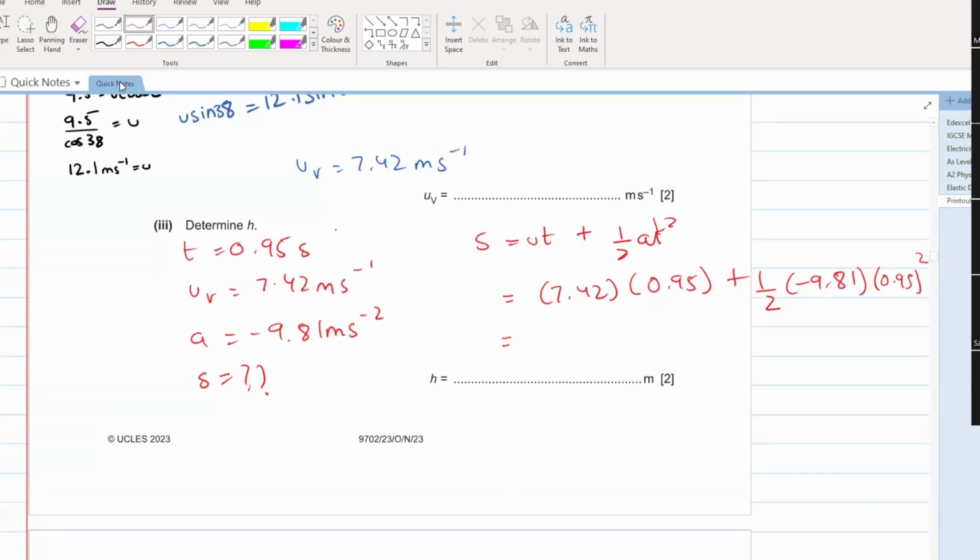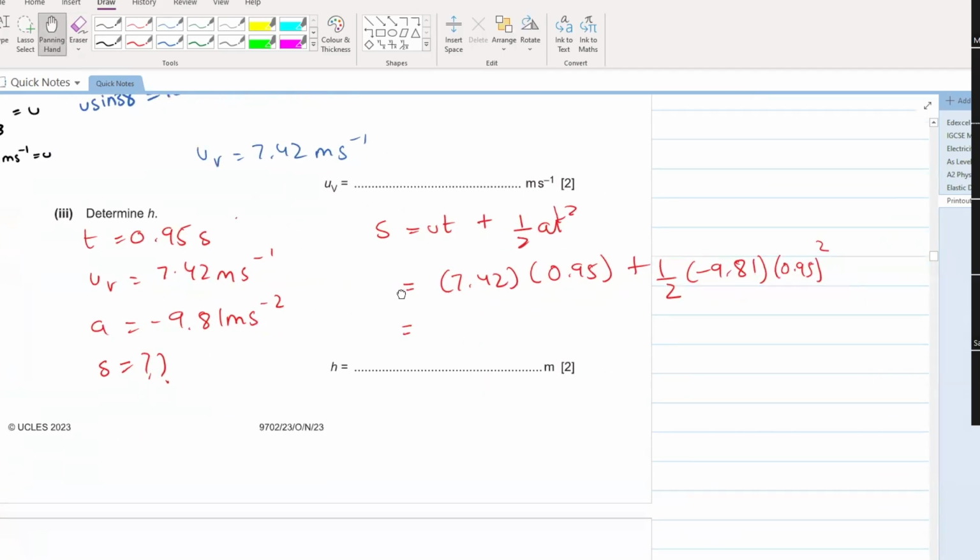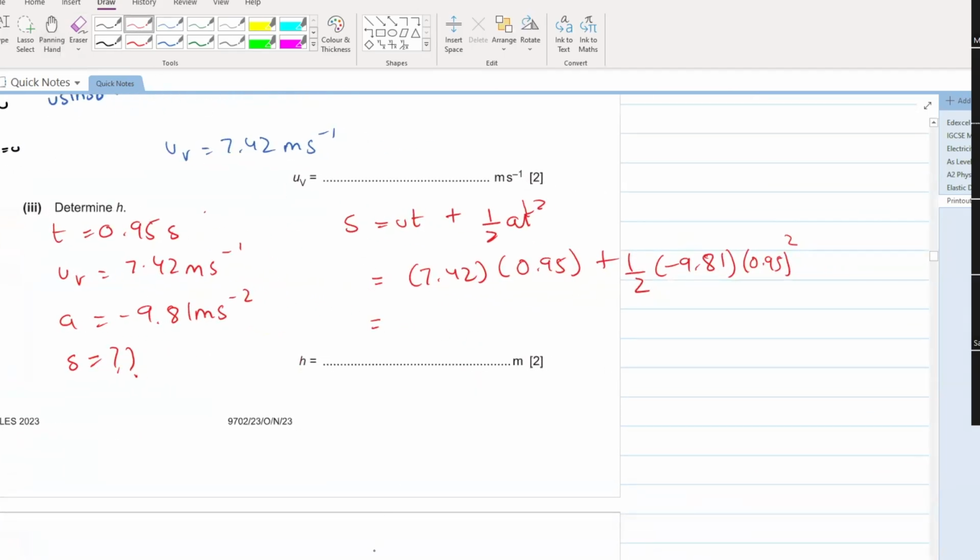What does your value of s come out to be? Any geniuses in the chat? Will someone calculate this value and tell me, or would I have to take out a calculator? The value of h comes out to be 2.6 meters. 2.6 meters is your answer. Simple as that, nothing complicated.